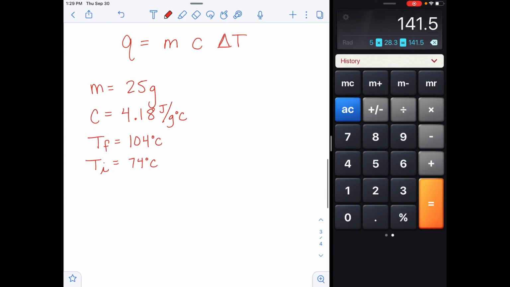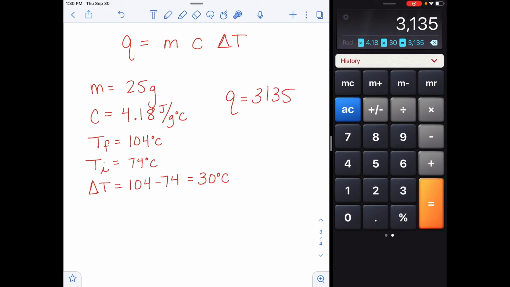So in order to find delta T equals T final minus T initial. So 104 minus 74 equals a delta T of 30 degrees Celsius. Now in this case, I've been given the M, the C, and the delta T. I choose to not write this out. Again, I'll just put it into my calculator. 25 times 4.18 times 30 gives me an answer of Q equals 3135.